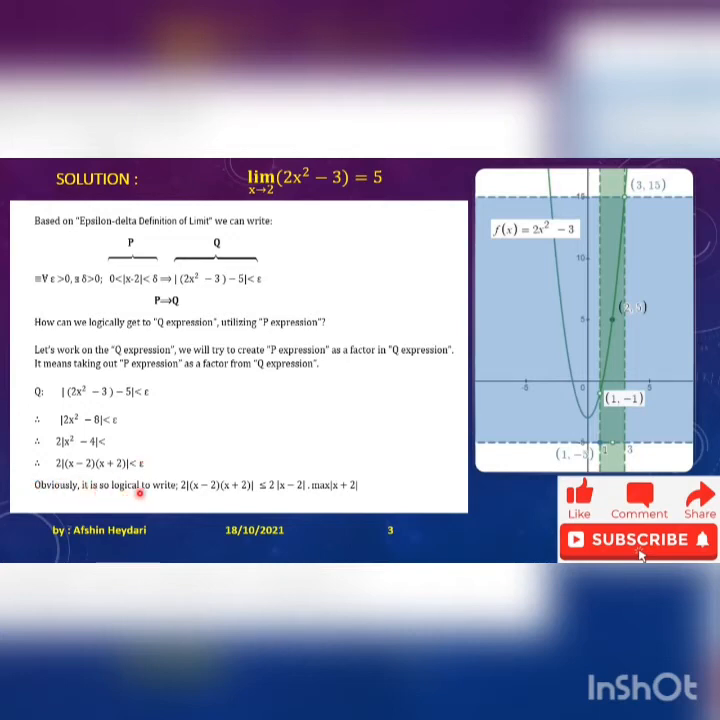Obviously, it is so logical to write that this part, these terms, is equal to or less than 2 times absolute value of x minus 2 multiplied by the maximum of the absolute value of x plus 2. This is very logical.